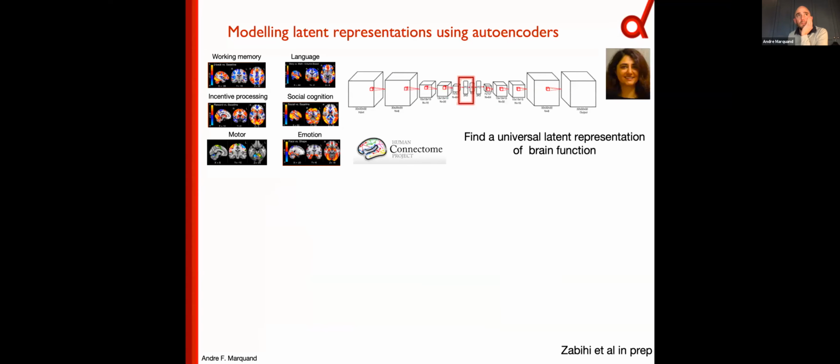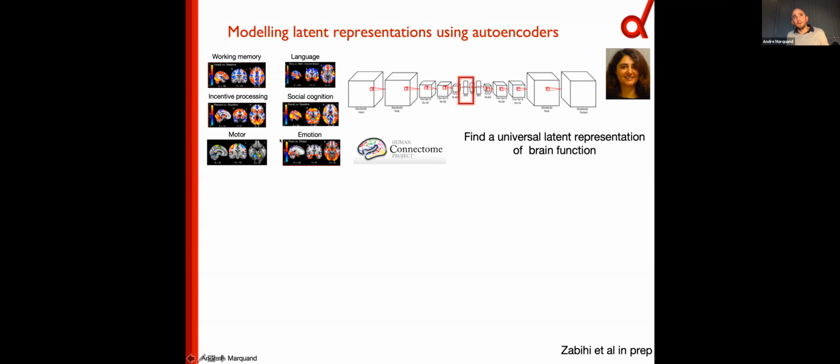So the last thing, I think I've got 5 minutes left. The last thing I'd like to talk about is some more recent work from Mariam Zabiti. This is a deep learning based model that aims to find latent representations for brain function. The idea is that we use a convolutional autoencoder that takes the data, compresses it, and then reconstructs it. And in the middle, in a similar way to PCA, we have a representation of the data that captures the essential features and that we can use for subsequent analyses.